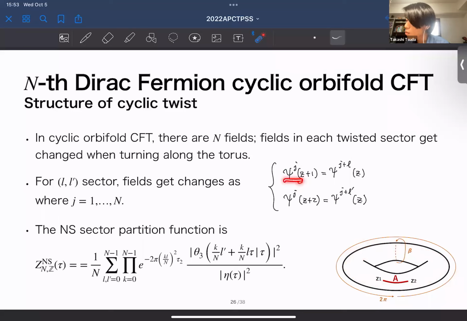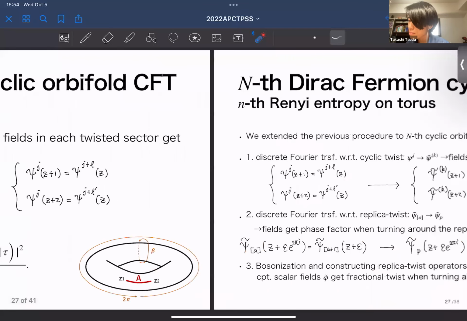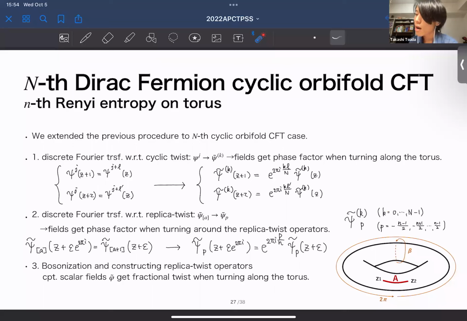For the L prime sector, the operator changes like this, and if we go along the imaginary time direction, the operator changes like this. On the torus, the n sector partition function of the cyclic orbifold CFT is of the form like this. And we can see that this partition function is split into the sum over the twisted sectors like this. Okay. And we extend the previous procedure to the nth cyclic orbifold CFT case.